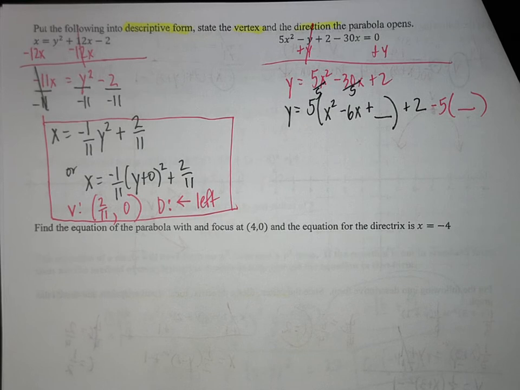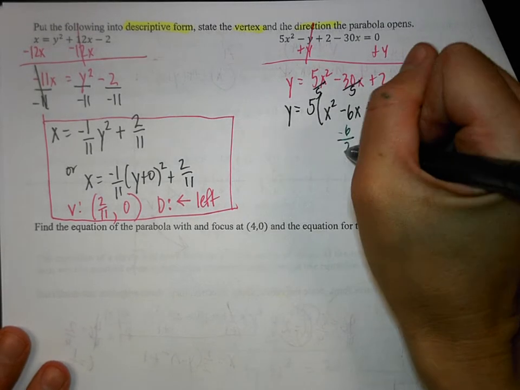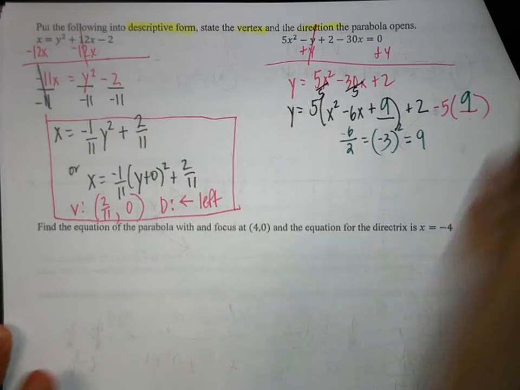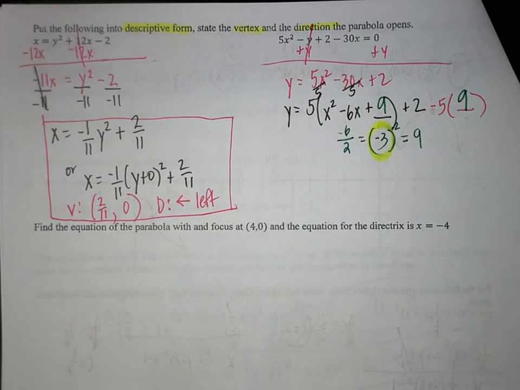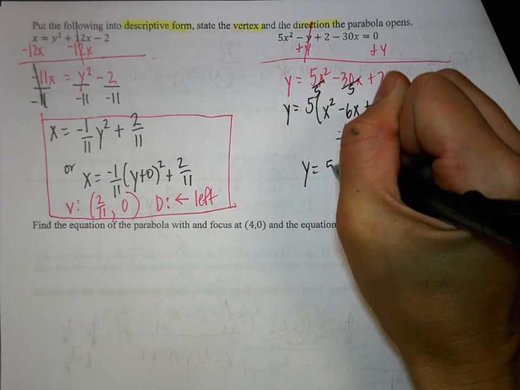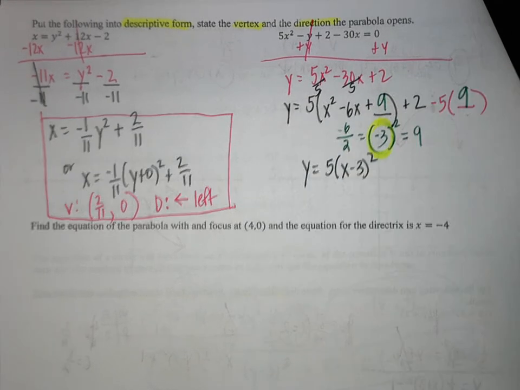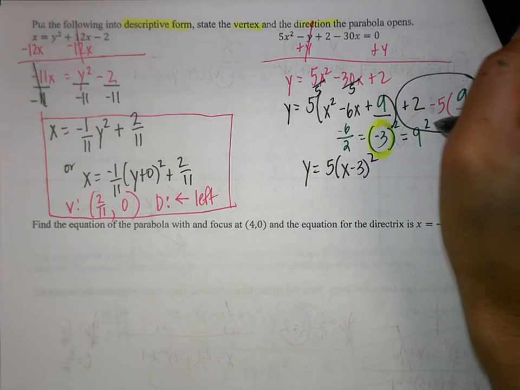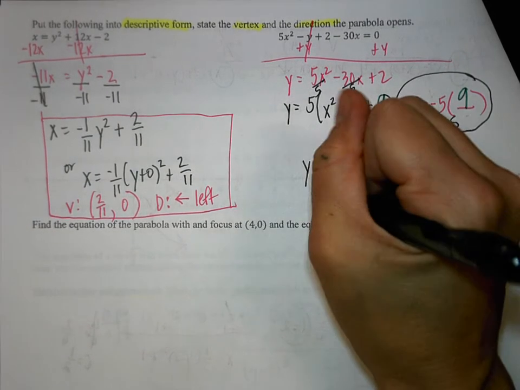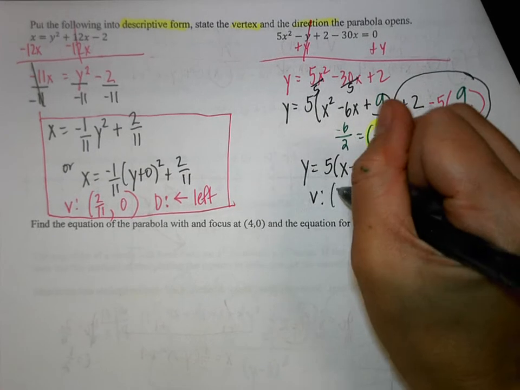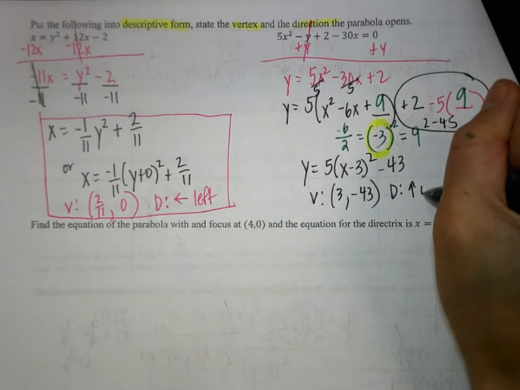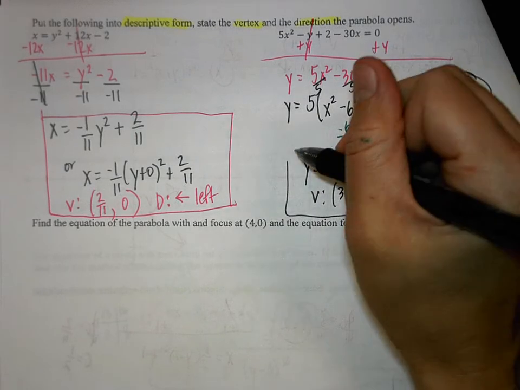Okay, how do I complete the square? Good. Negative 6 divided by 2 makes negative 3, and negative 3 squared is 9. So 9 is the value that goes into my blanks, and this value is what makes our square. Good. So we end up with y equals 5 times x minus 3 squared, and then we simplify all of this, which is 2 minus 45, and what does that make? Negative 43. Good. What is my vertex? Good. 3, negative 43 is correct. And then what is my direction? Up. And we know it's up because y equals, and it's positive. Any questions?